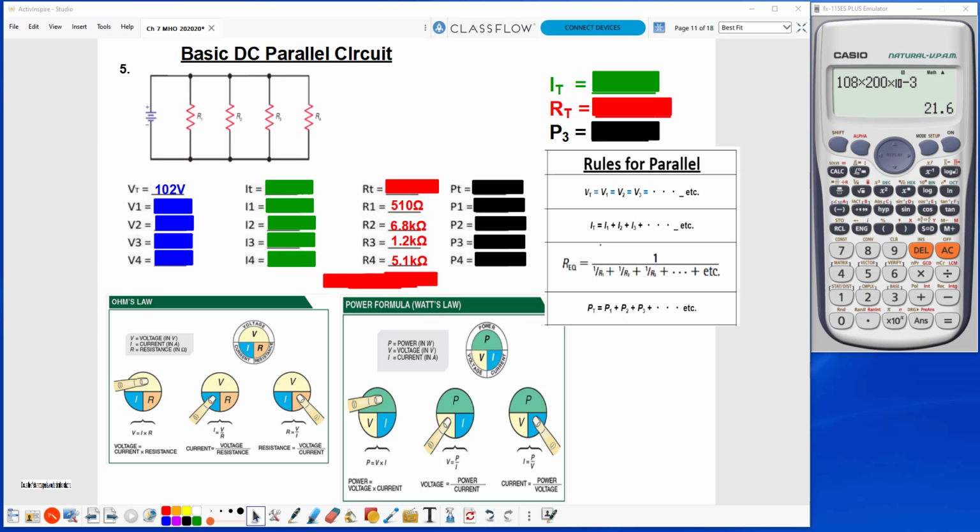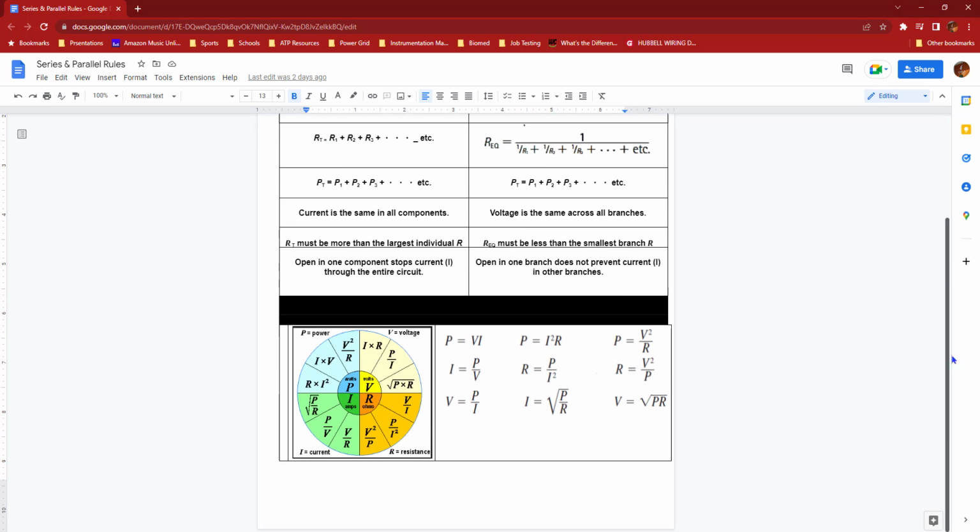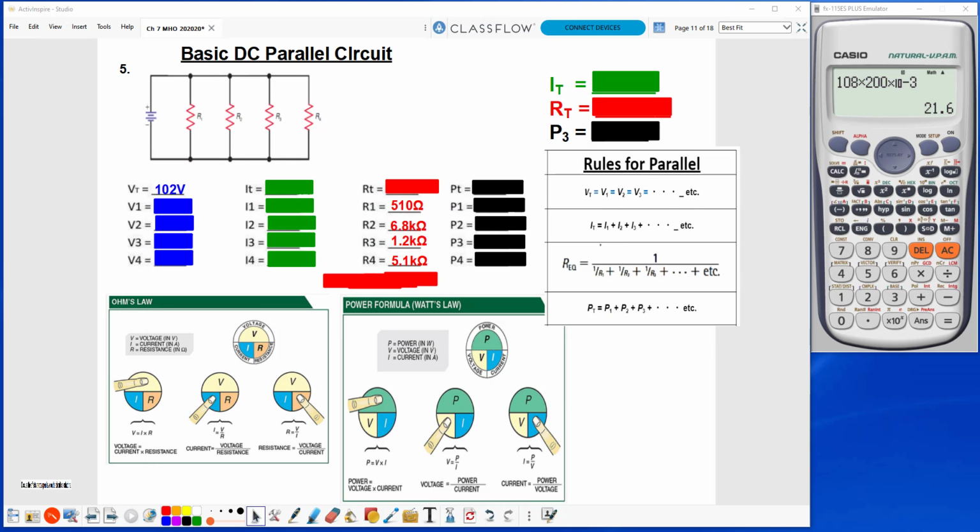Also, I'm using the series parallel rules, and I've clipped out the rules that apply to series and the rules that apply to parallel. I clipped those out and put them on the screen. At the bottom of the formula handout here are a bunch of other formulas for voltage, resistance, power, and current. But you'll see here that we're only using Ohm's law and the power formula.